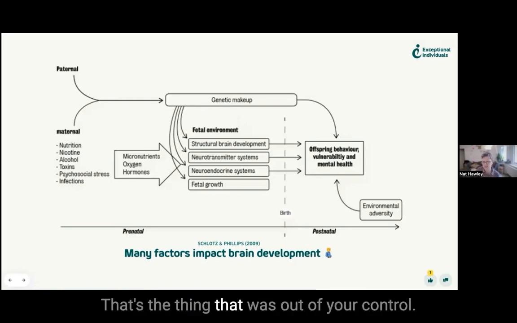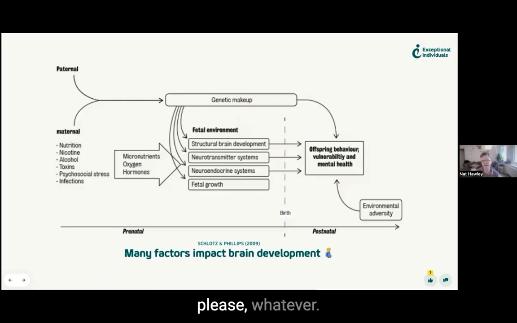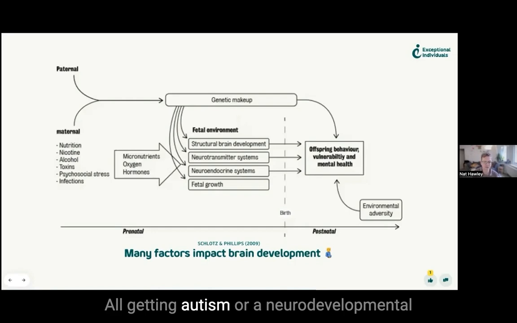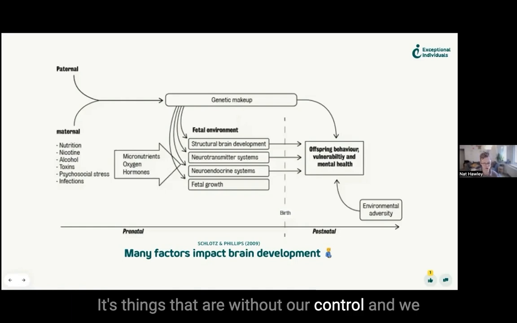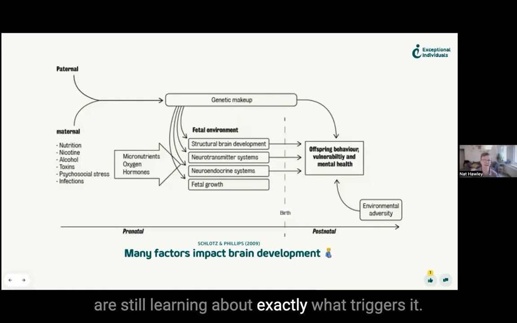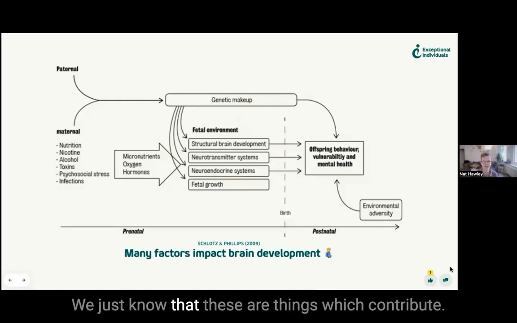And you know what? That's a thing that was out of your control. Please, one thing I want to make it really clear: getting autism or a neurodevelopmental disorder is not anyone's fault. It's things that are without our control, and we are still learning about exactly what triggers it. We just know that these are things which contribute.